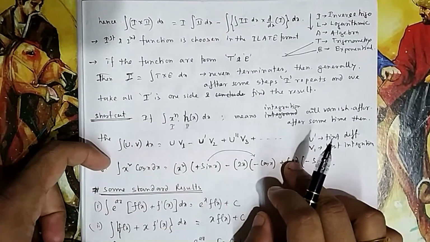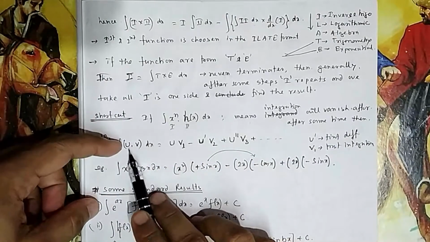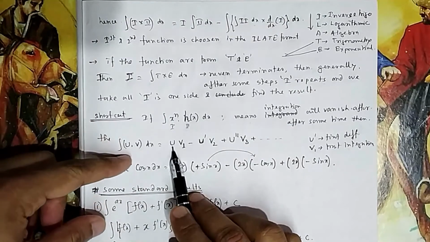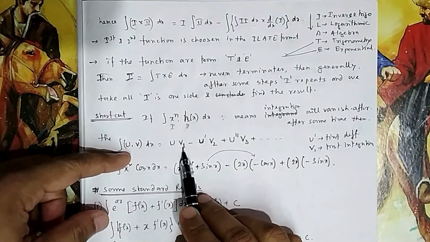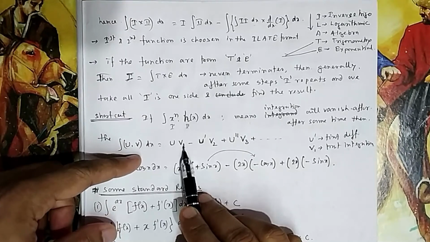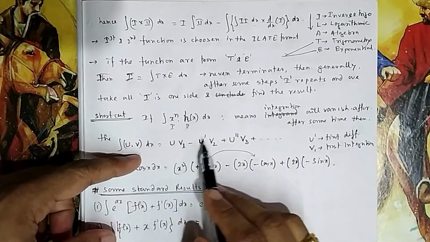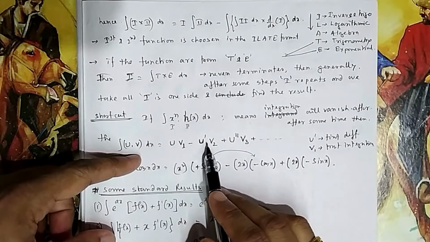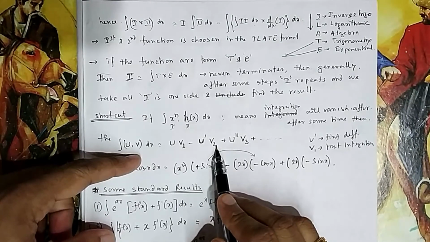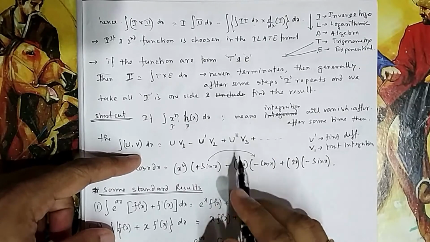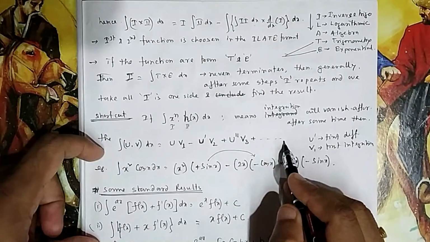Otherwise we will apply this one in some applications. Suppose u into v, where u is the first function and v is the second function. The denominator suffix denotes integration. If you take it in the top, that becomes differentiation. So u dash is 1 differentiation, and this is 2 times integration. The signs will be plus minus alternate. So you keep on doing it and you stop where it vanishes.